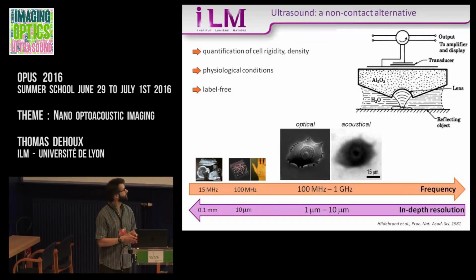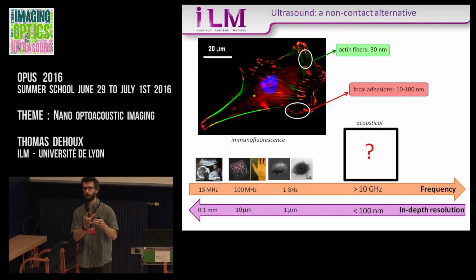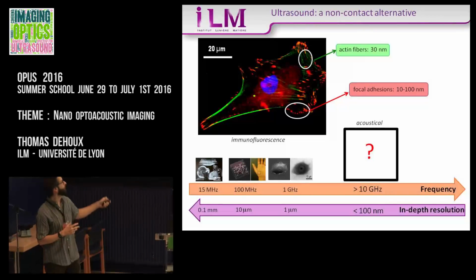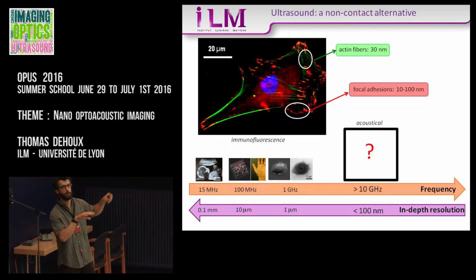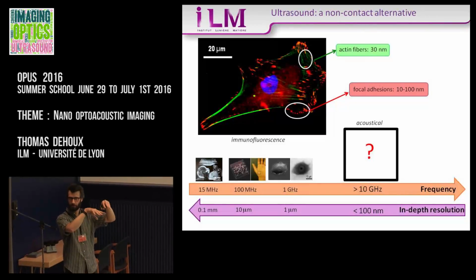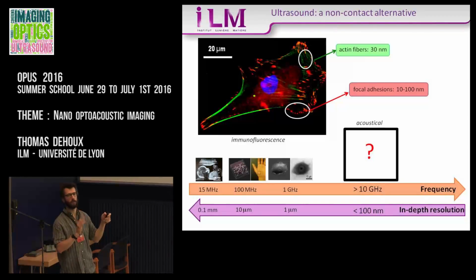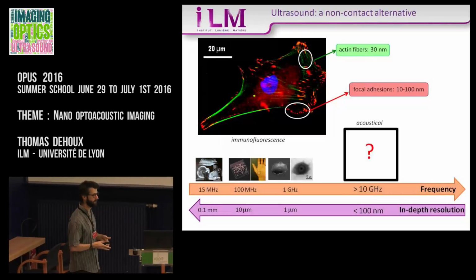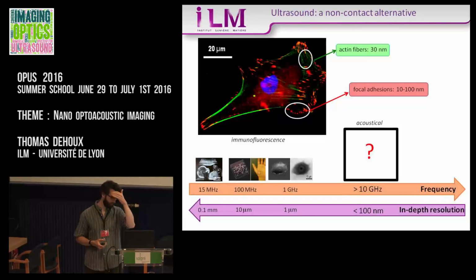And the structures you want to image in the cells are much smaller. For instance, the fibers that compose the cytoskeleton are only 30 nanometers in diameter. That's what you see in green on the fluorescent image. And the adhesive patches that you find mostly on the edges of the cell in this image are 10 to 100 nanometers. So you need higher frequencies.